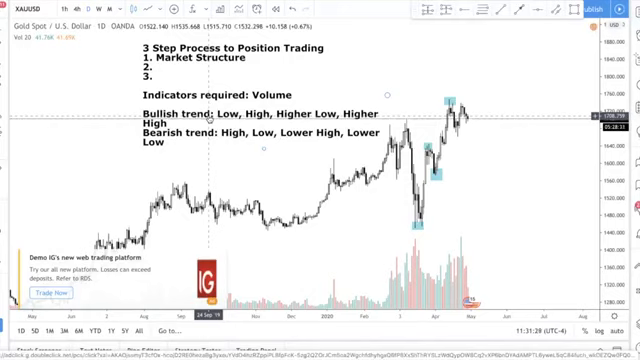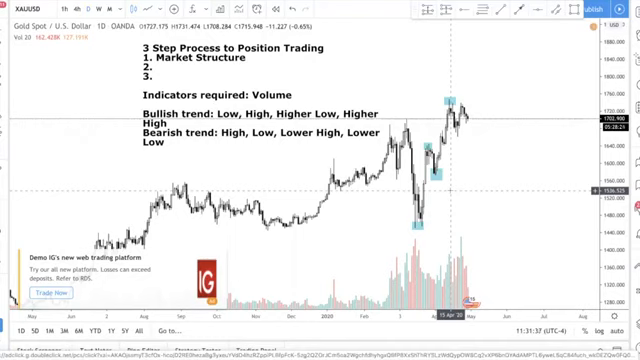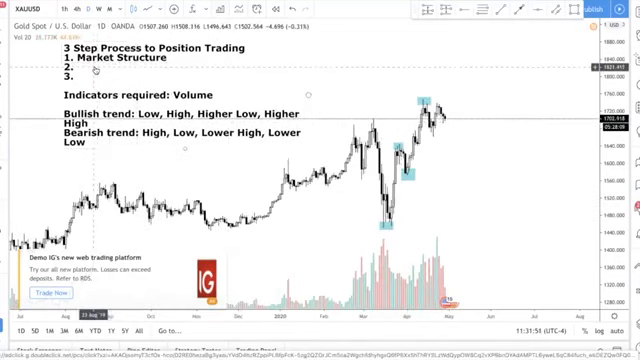Okay, so step number one is you want to identify the trend. If you are in a bullish market structure, you're in a bullish trend, then naturally you want to be buying. It's that simple. If you're in a bearish trend, then you want to be selling. If you're in consolidation, then you want to buy low and sell high. You want to buy the range. So the first step is market structure.